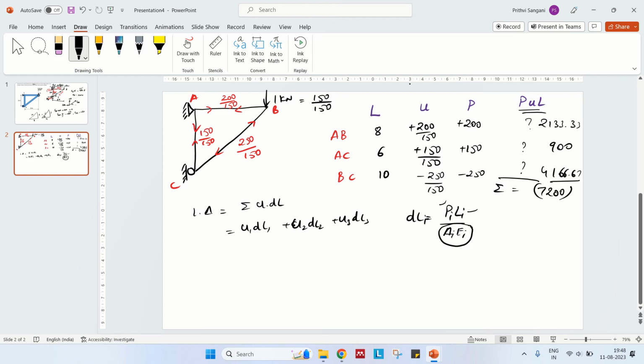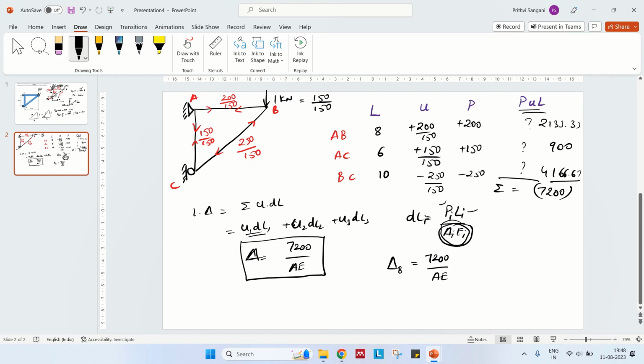This is 2200, but what we need is delta. We only found out the summation of u times PL, but as AE is constant, that has to be divided by AE. So the answer is 7200 divided by AE. So the vertical displacement at joint B is 7200 by AE. Okay, so this is the answer.